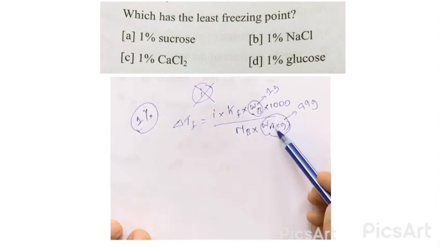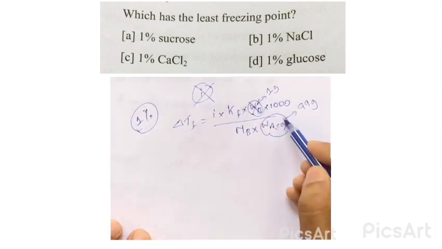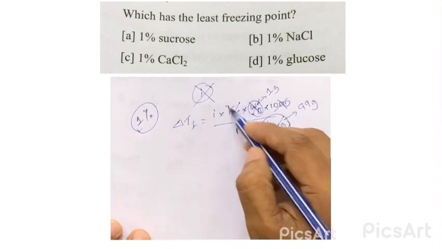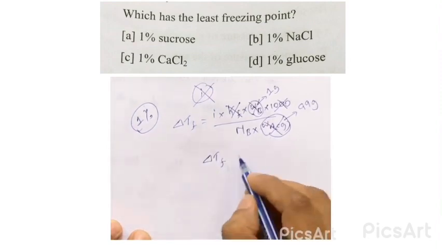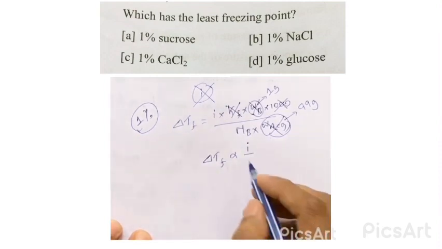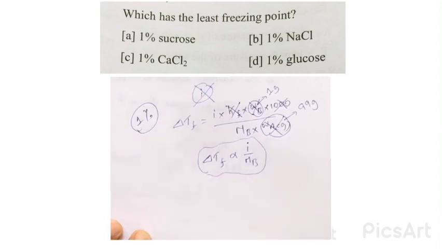These factors are the same in 4 options. So we can cancel WB, WA. 1000 is common. Kf is common. So here delta Tf depends on 2 factors. One, the van't Hoff factor, another, molar mass. So in this question we have to calculate delta Tf not by i only, we have to use molar mass also. Option A, that is sucrose.